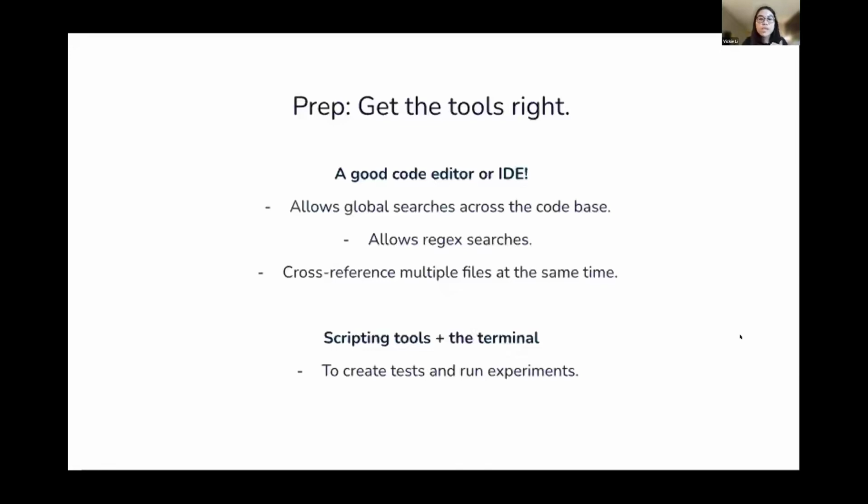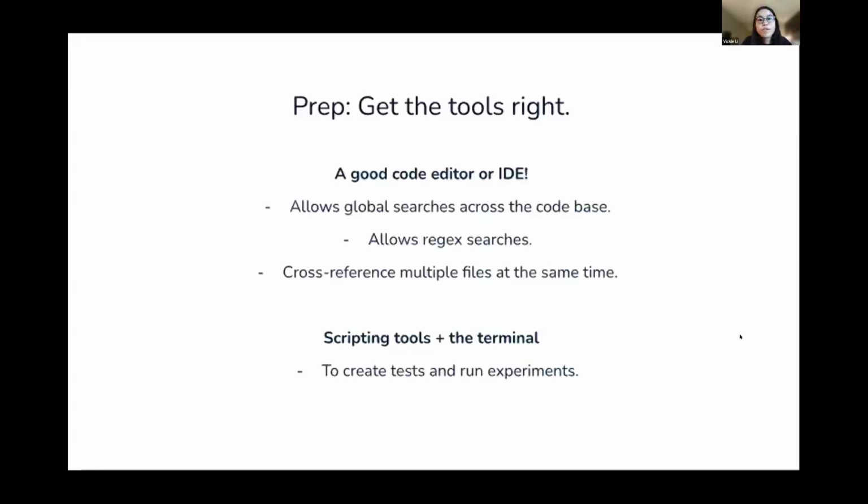So you want to be able to search for a particular signature or a particular function across the entire code base. And when we're searching for vulnerable patterns in code, you're not always looking for a specific string, or a very fixed thing, right? Sometimes you'll be looking for string patterns instead, and that's when regex searches come in handy. So you'll want a code editor that comes with regex search functionality as well.